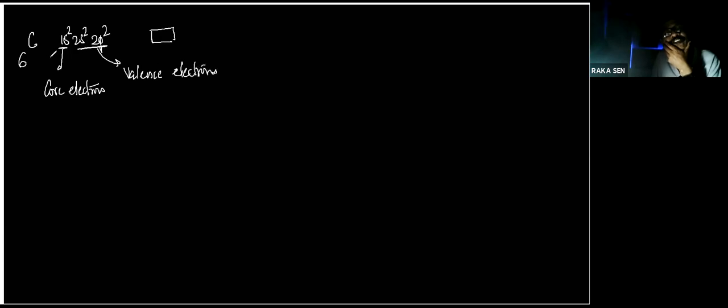That is the outer shell electrons. I don't know whether you people are writing or not. The outer shell electrons are called valence electrons. And all chemical bonds essentially take place with the help of these valence electrons. All chemical reactions take place only through these valence electrons. Core electrons do not really take any part in bond formation.